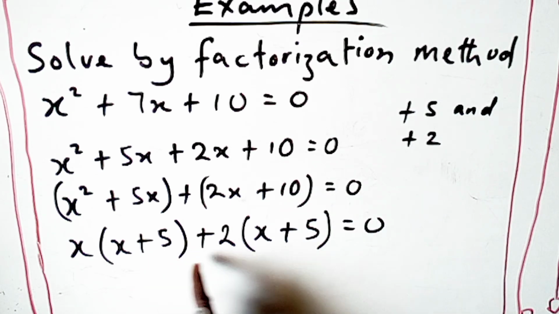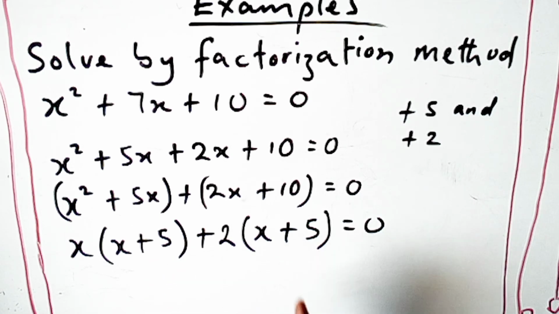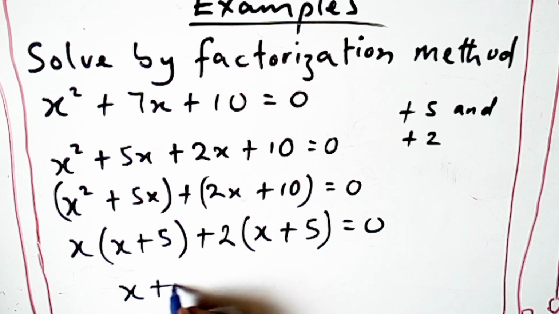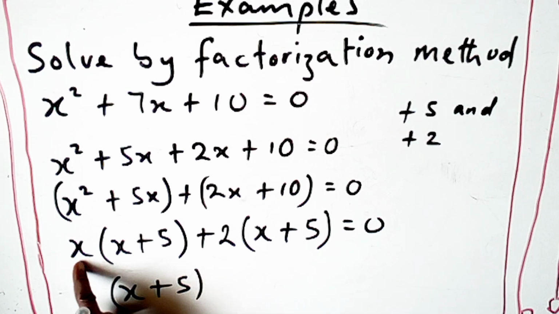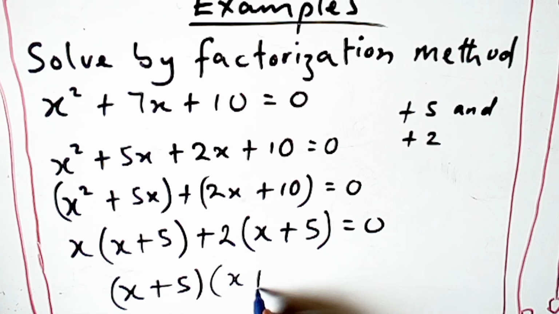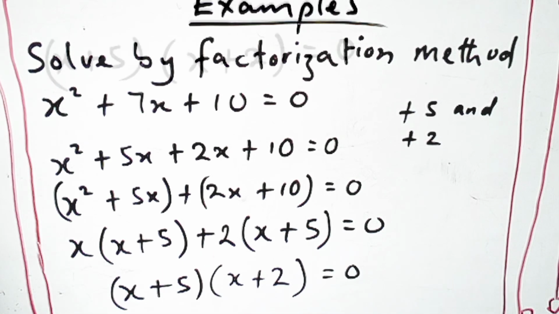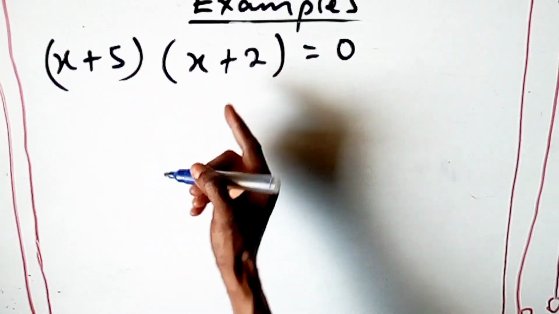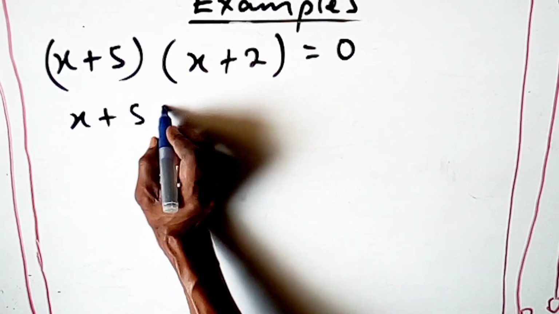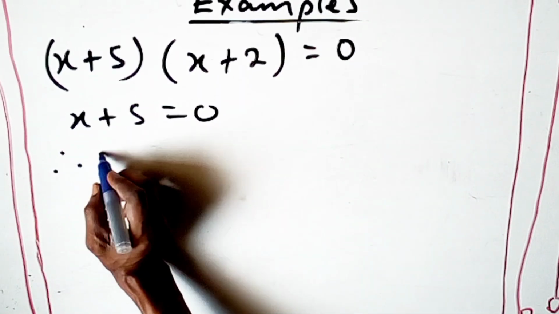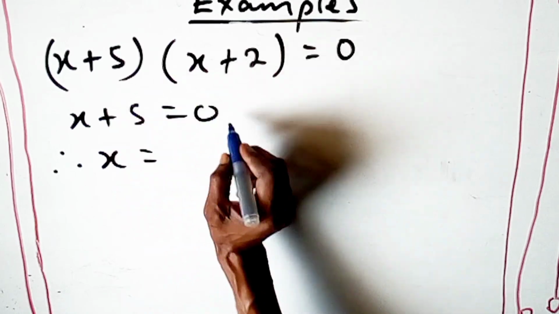In the two brackets, what you have there must be the same in a quadratic equation. So because they are the same, we take one. So x + 5, then the second one is x + 2 = 0. Now, x + 5 = 0. Therefore, x = -5.